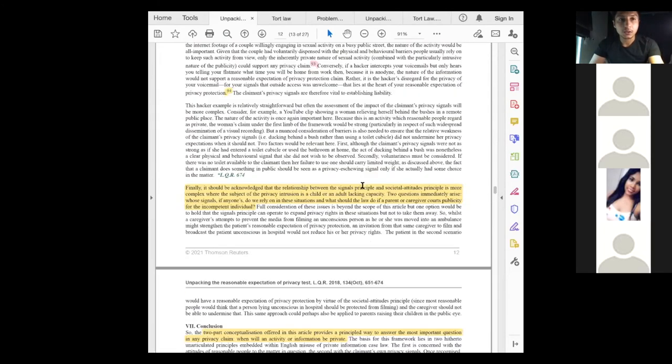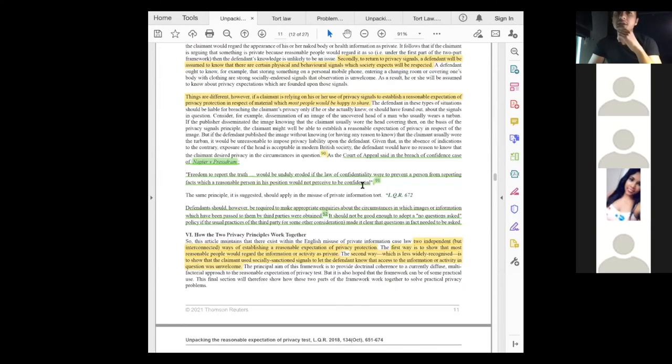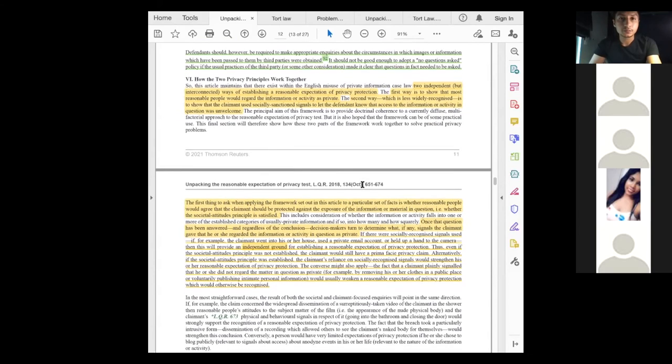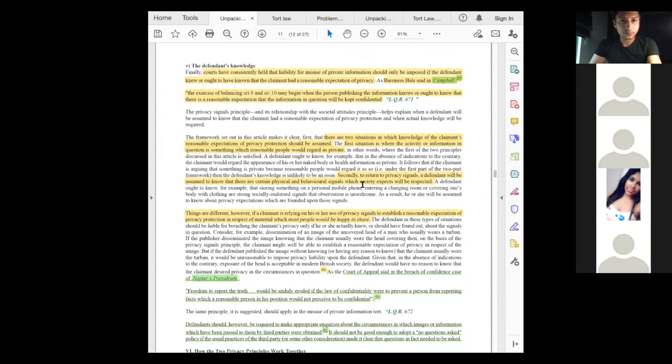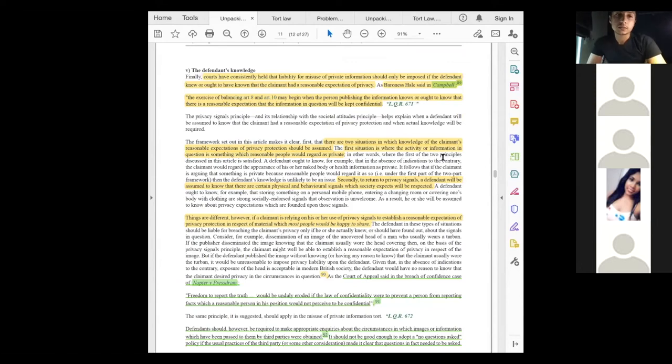It's about the reasonable expectation and the signals, and the reasonable expectation is from society. So here's the answer. The framework set out in the article makes it clear that there are two situations in which knowledge of the claimant's reasonable expectation of privacy protection should be assumed. The first is where the activity or information in question is something which reasonable people would regard as private. Secondly, in relation to privacy signals, a defendant will be assumed to know that there are certain physical and behavioral signals which society expects will be respected. So more or less, everything that she talks about, she takes back to the two principles that she has suggested for the courts to consider.